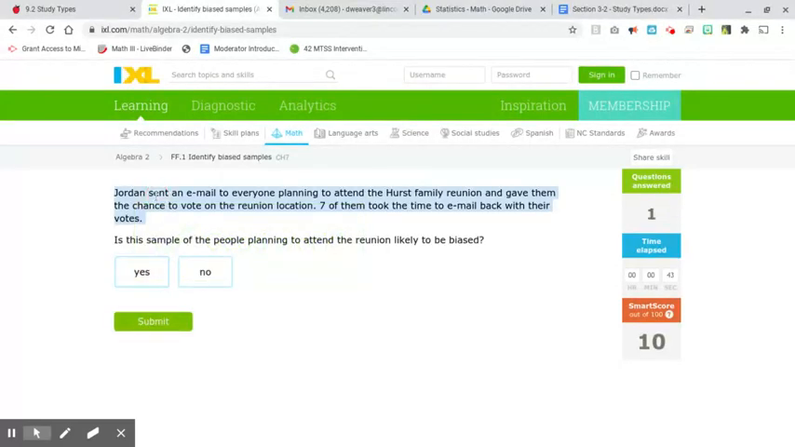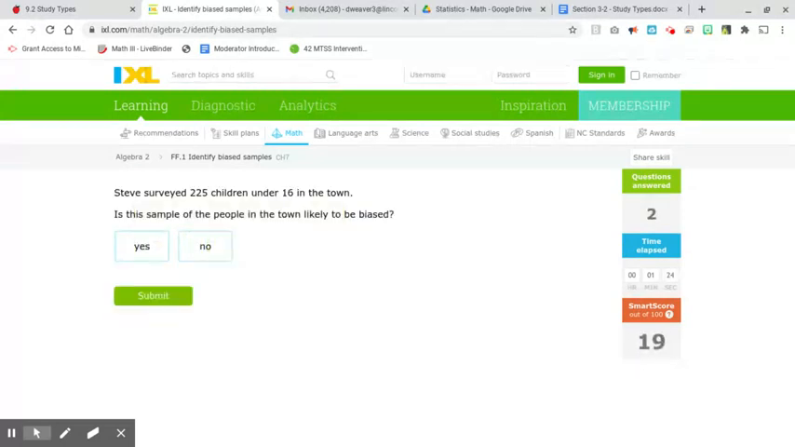Now, Jordan sent an email to everyone planning to attend the Hearst family reunion and gave them the chance to vote on the reunion location. 7 of them took the time to email back with their votes. Is this sample of the people planning to attend likely to be biased? Well, she sent an email to everybody, and only 7 of them replied back. So what about the people that didn't reply back? Where do they want the location to be? We don't know. So therefore, this should actually be biased because we're not getting the results of everybody. We only got the results of the people that responded.